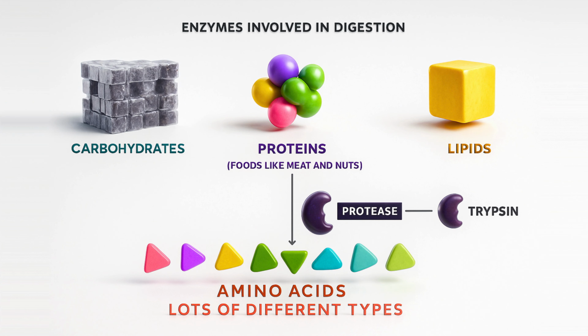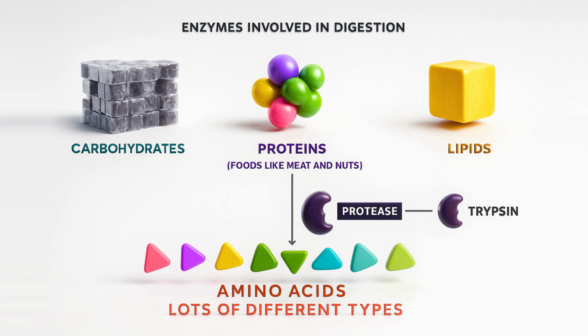Proteins are found in foods such as meat, eggs, legumes, and nuts, and they play crucial roles in growth and repair in the body. Proteins are made up of chains of amino acids, which are the building blocks of all proteins. To digest these proteins, the body uses a group of enzymes called proteases. These enzymes break the long protein chains down into individual amino acids, which are then absorbed and used to build new proteins needed by the body.